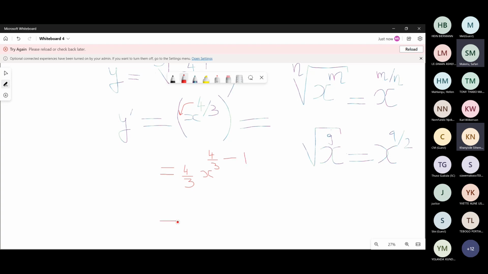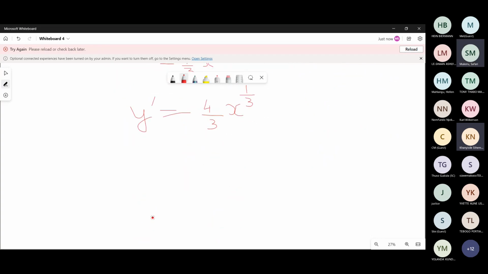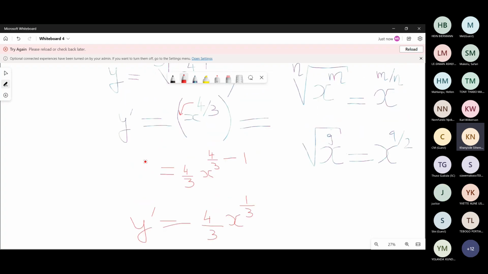So we have 4 over 3 multiplied by x power 1 over 3. You can leave it there, no problem. Great. The derivative is a new function. Great, let me now take the other rule, the exponential, maybe we can look at the exponential. Sorry, sir, can you go back to that slide? No problem.